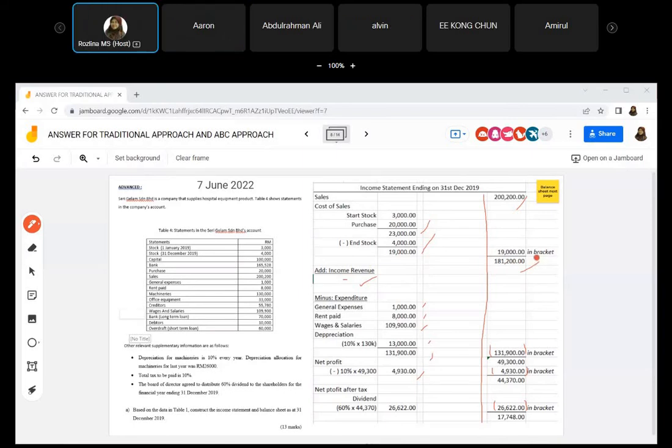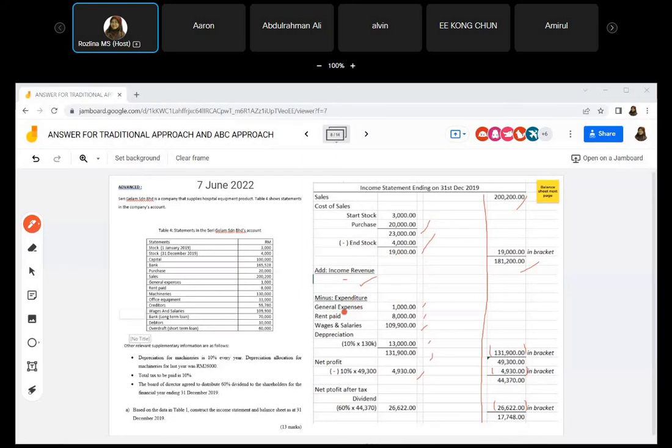Actually, when you are in the test, you cannot use the Excel. You cannot use the Excel. You have to calculate manually lah. So I only look at the format. Okay, so 90,000. So you get this number. Okay, income revenue, there is no income revenue. So just leave it just dash ke apa.